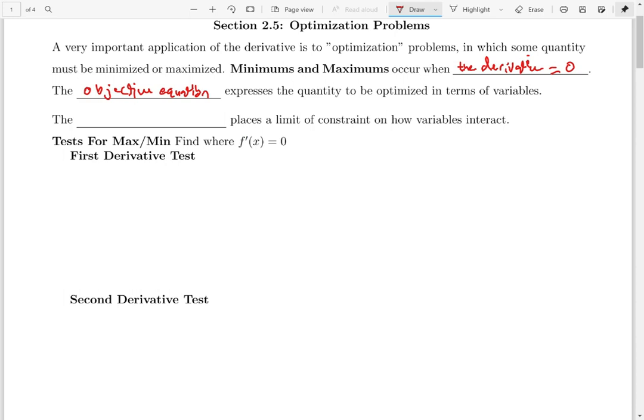There may be one variable, there may be multiple. We might have to do a little bit of work to get it into a single variable. Just be aware that this is where you start. Then what's going to happen is you're going to have restrictions, and so we're going to have this thing called the constraint equation.